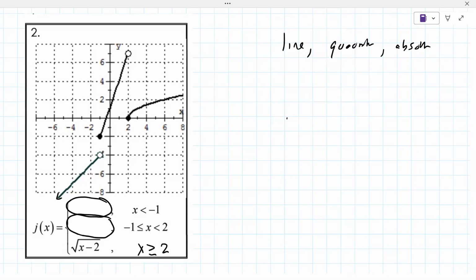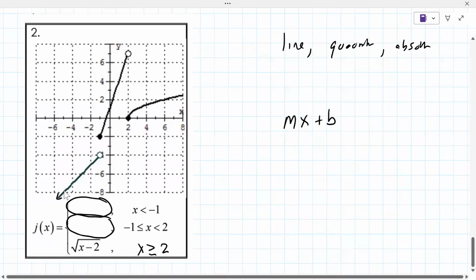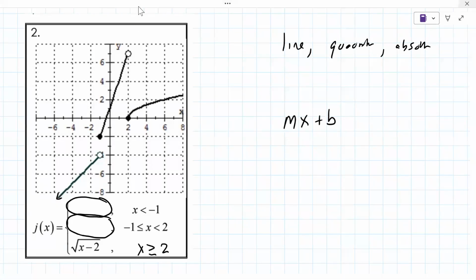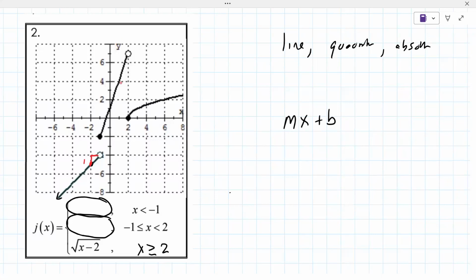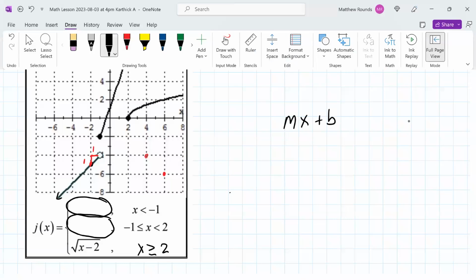It's a line, so it's got the form mx plus b. The slope is kind of doable here. Usually they give you ones that are nicer, where they fall on the intersection of the grid. But this one's got a rise of 1 and a run of 1. I would prefer nice gridded points, but you don't have them here, unfortunately. But that's enough to figure out the slope. The slope is 1.